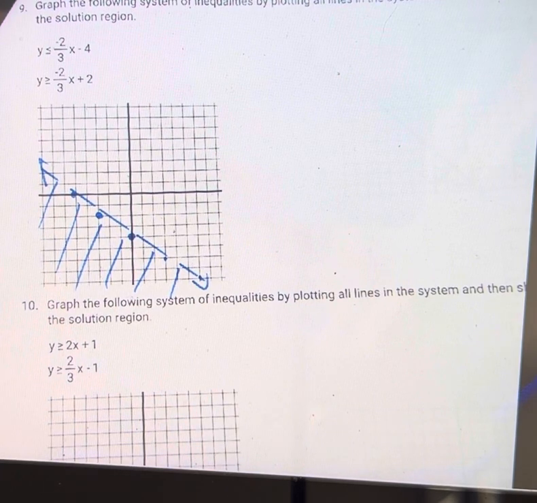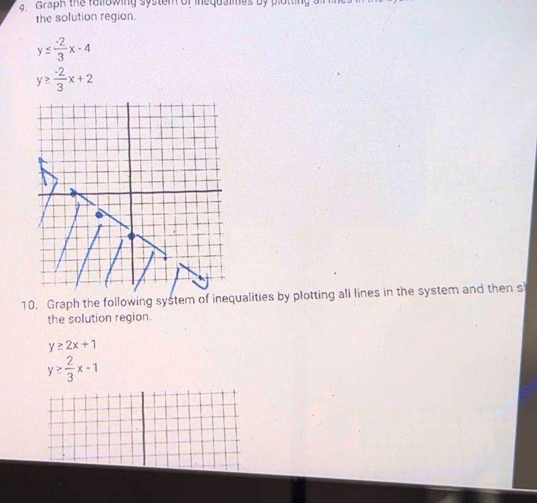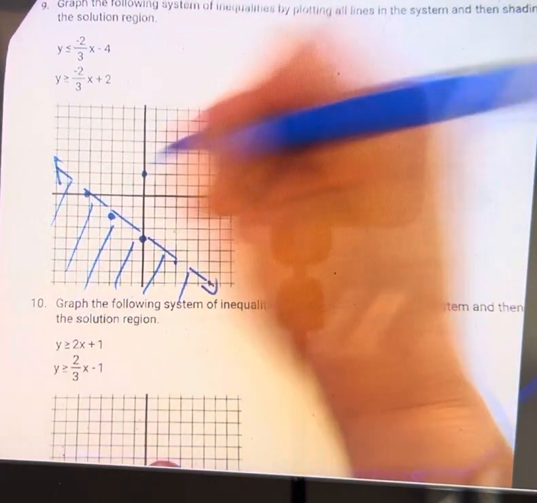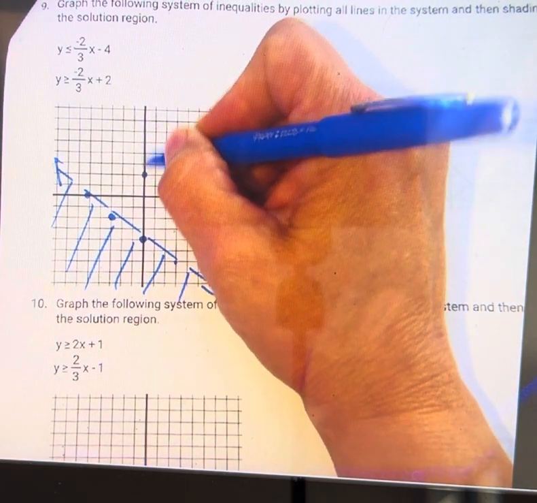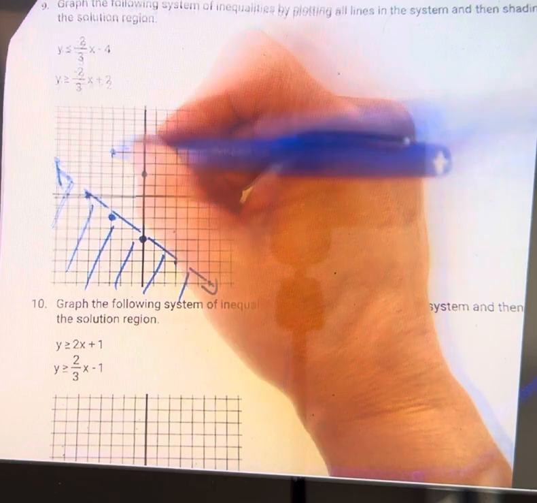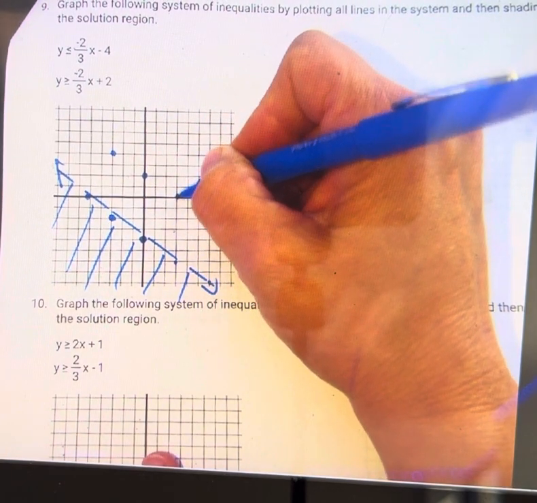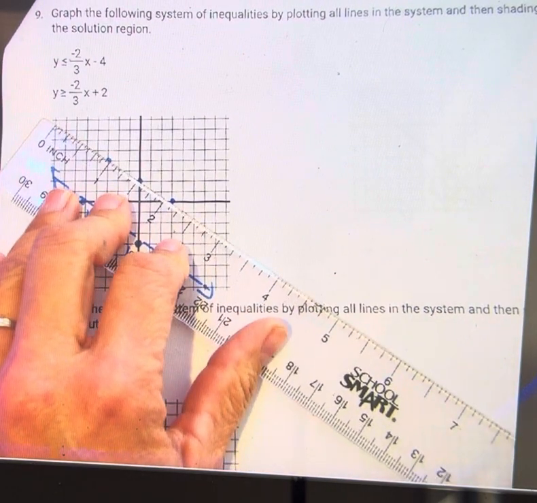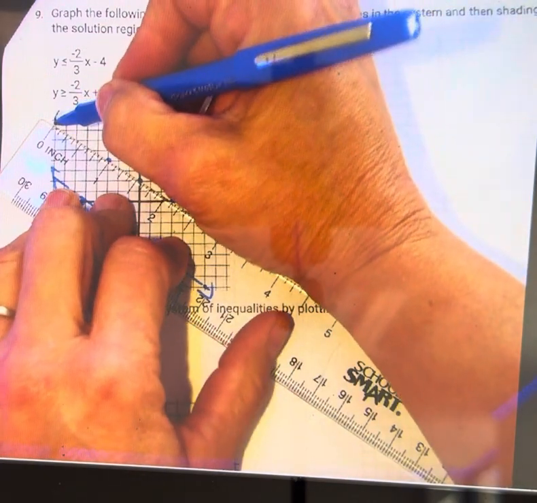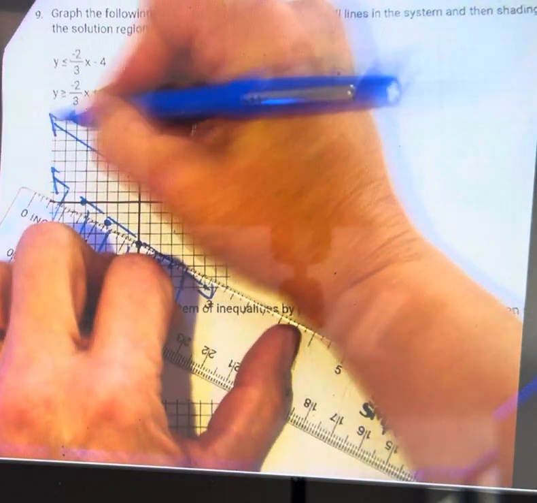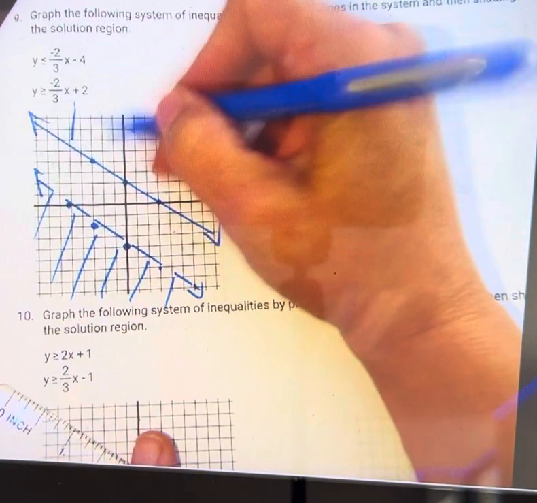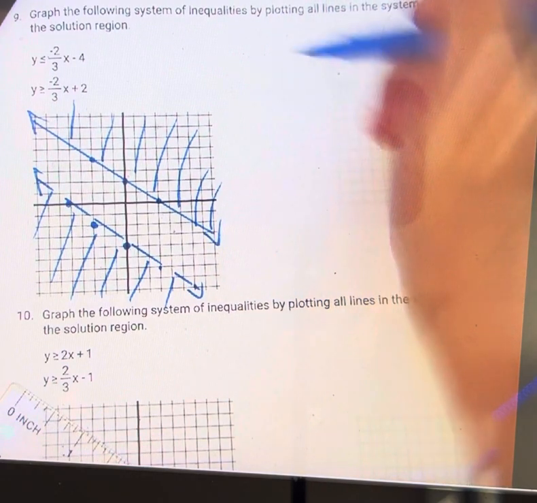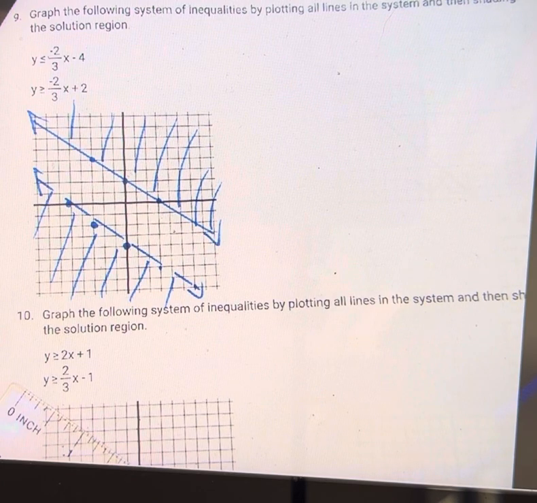And I'm just using lines because I'm looking for where they both shade at the same time. But notice they have the same slope, so my second one has a y-intercept at 2 and the same slope. So I'm going to go up 2 and over 3 to the left, or down 2 and over 3 to the right. And again, it's a solid line. And it is greater than, so therefore I'm going to shade above. So are they ever going to share any points? No. So they will never share any points because one is above and one's below.